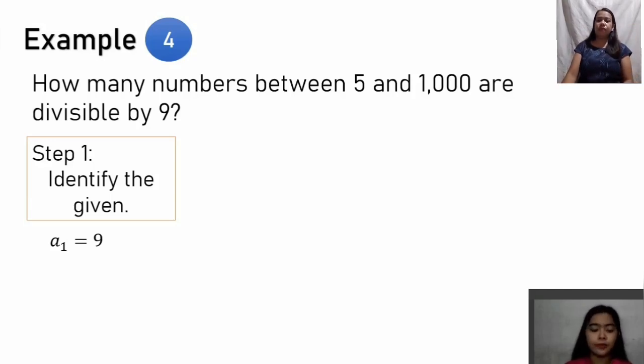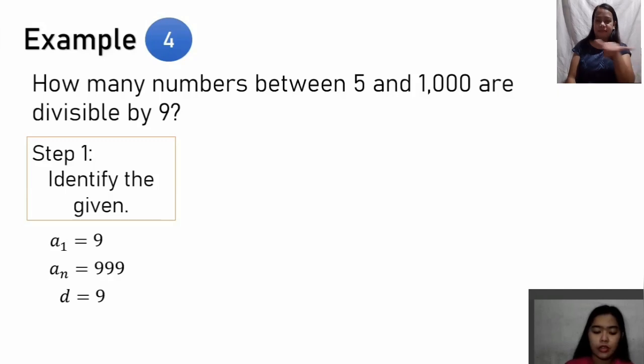What is the next given here? We have 999. 999 is the greatest number between 5 and 1000 which is divisible by 9, and we will mark this as a sub n. Next given is the common difference, 9. The common difference will be 9 since we are looking for numbers which are divisible by 9. Take note that 9, 18, 27 are divisible by 9 and their common difference is also 9.